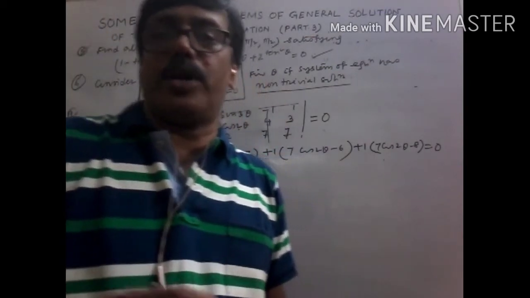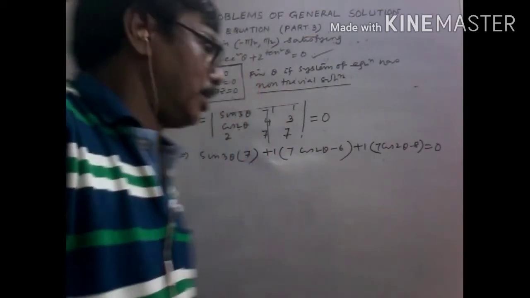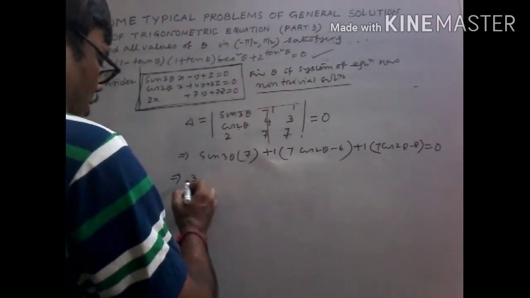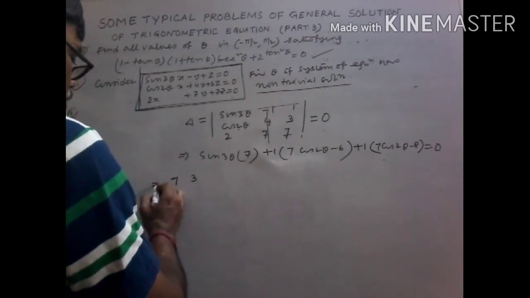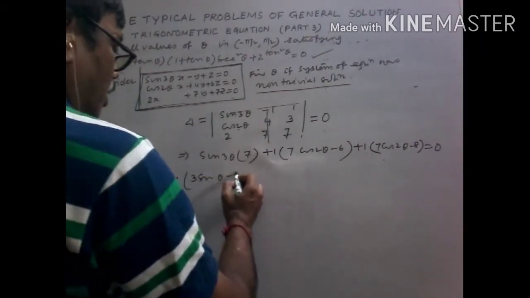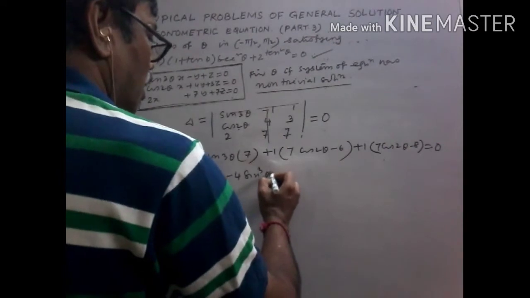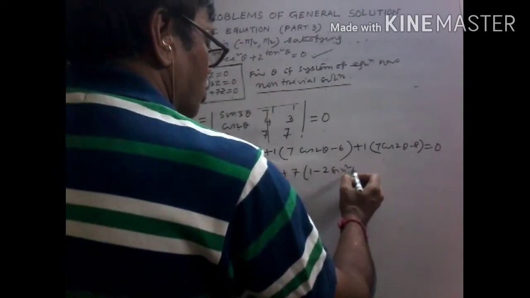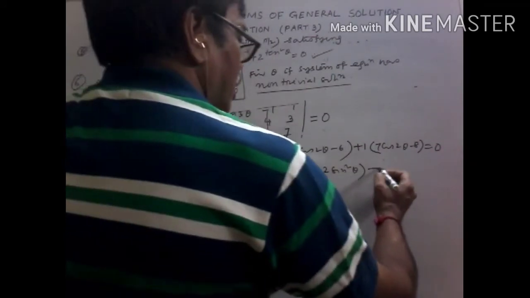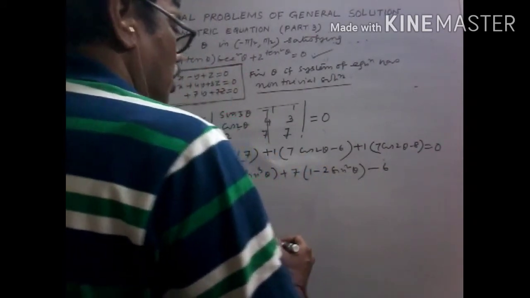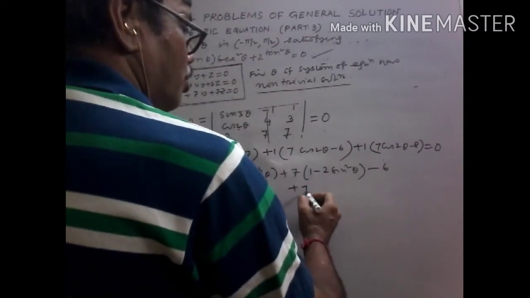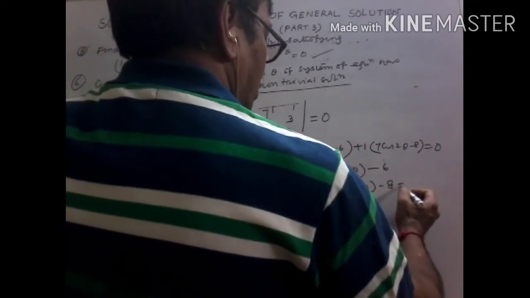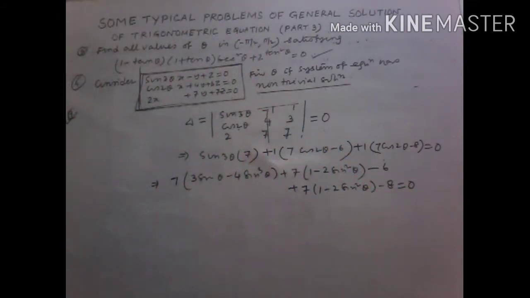So our main aim will be to express it in terms of sin and cos. So sin 3 theta is 3 sin theta minus 4 sin cube theta, so 7 into (3 sin theta minus 4 sin cube theta) plus 7 into (1 minus 2 sin square theta) minus 6 plus 7 into (1 minus 2 sin square theta) minus 8 equals 0.